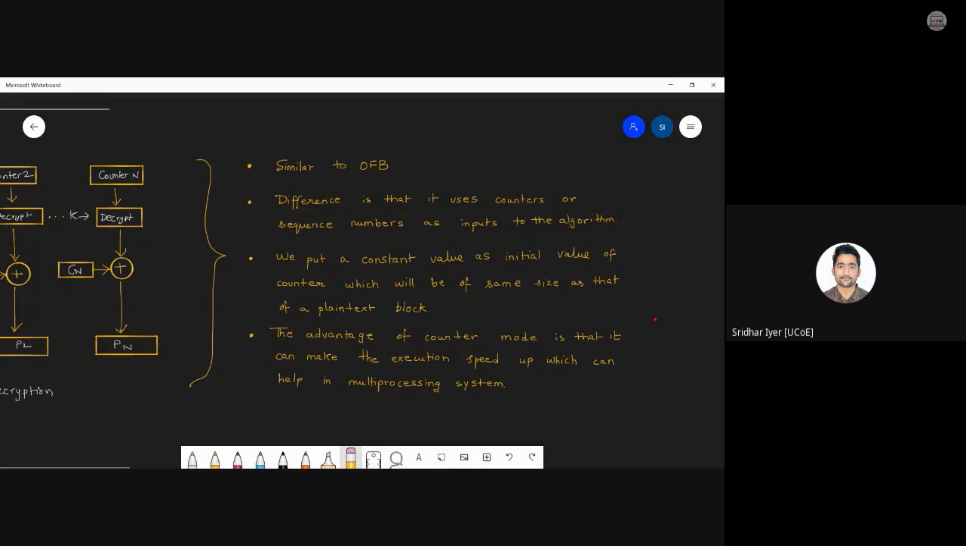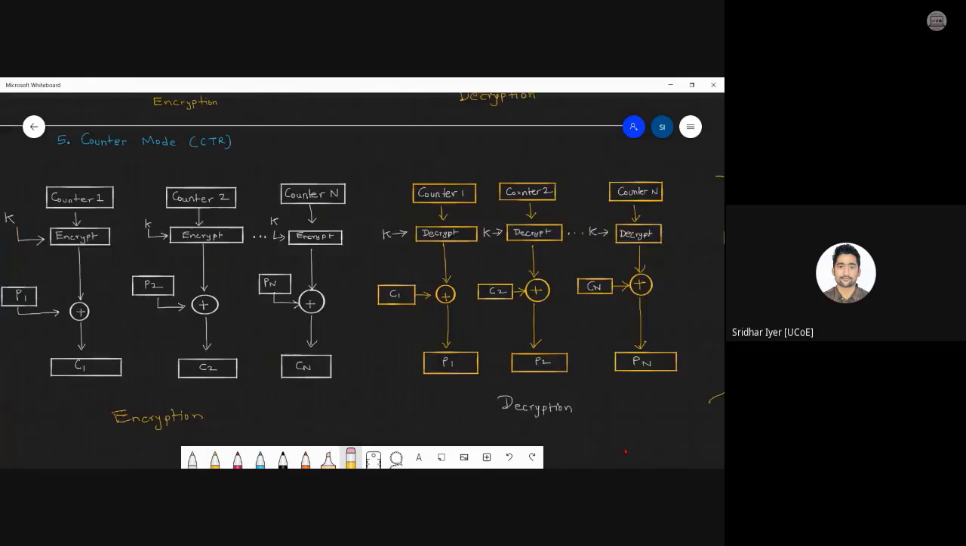The person just after me will have a different token number, +1, +2, and so on. We are incrementing the token numbers. Similarly, no two people can have the same token, and as a result there will be very little chance of the attacker decrypting. What we do is put a constant value as the initial value of the counter, which will be of the same size as the plaintext block. Obviously, the size has to be the same.